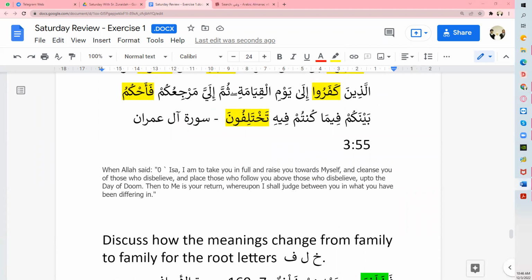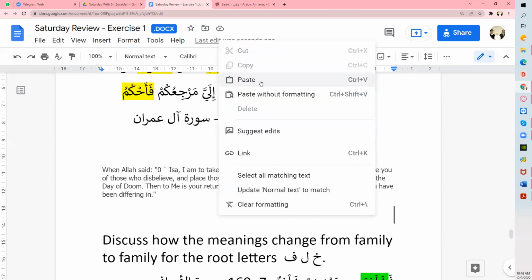Okay. All right, I'm going to make it fast for us. You tell me what the type of word it is. That means is it isim fa'il? Is it mudhari'? Is it madi? Is it passive? Is it active? Yeah, that's what I mean by that.